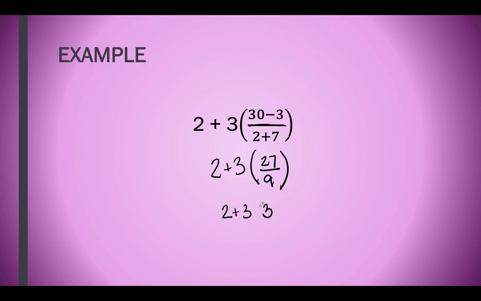And then again, you can change the parentheses to multiplication here if you like, or you can keep the parentheses. Last step, or last two steps, multiply 3 times 3 is 9, and add 2 plus 9, which is 11.